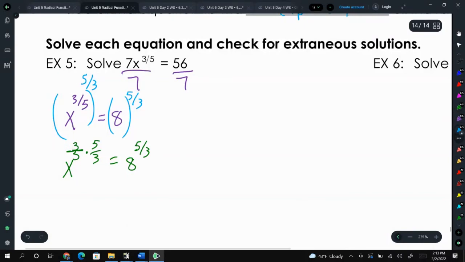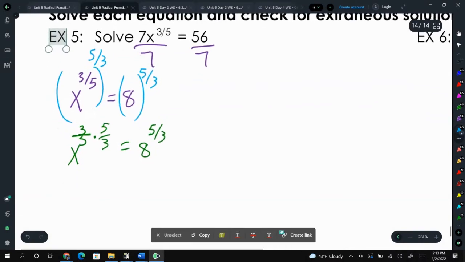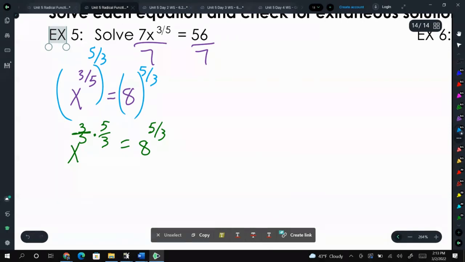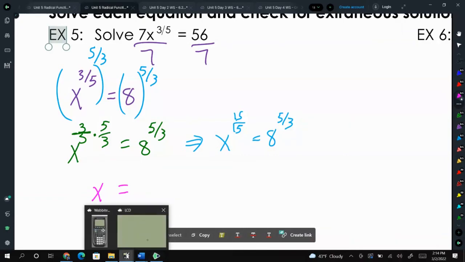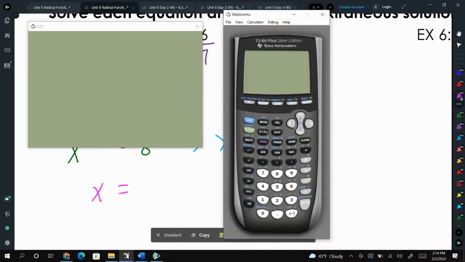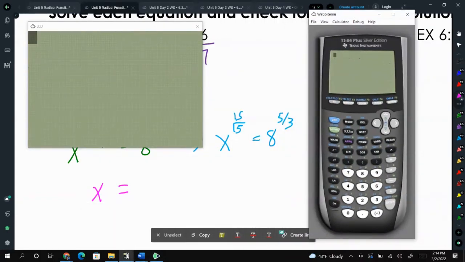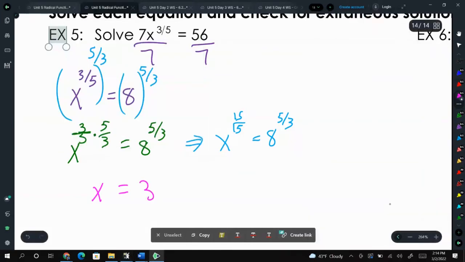Remember, when we multiply fractions, we multiply straight across. So this is really going to be x to the 15/15 power. Well, 15/15 is 1. So x equals, we can type in 8 raised to the 5/3 power, and we get 32.